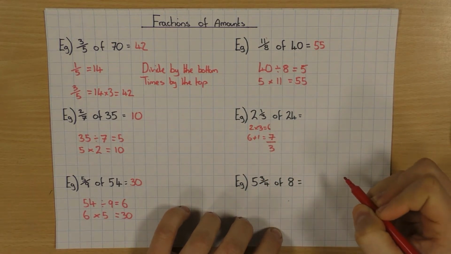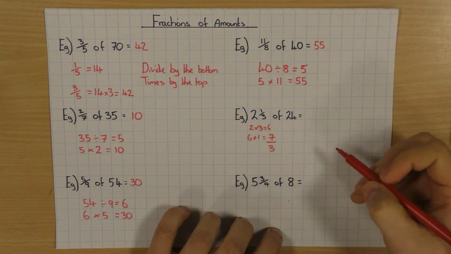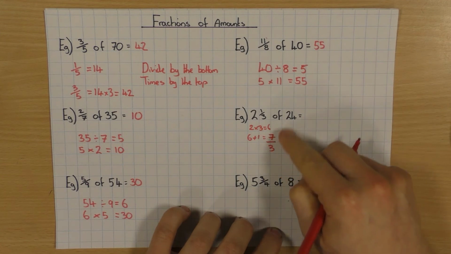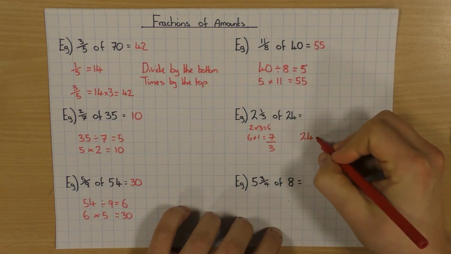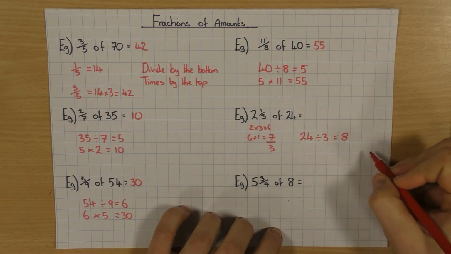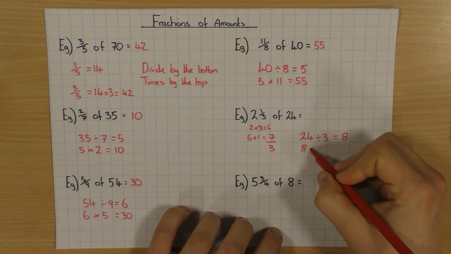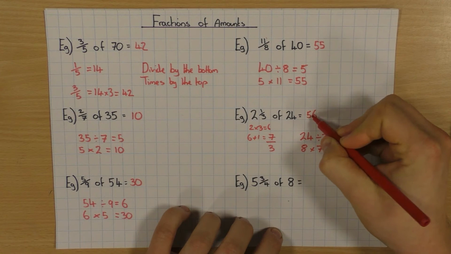Okay, so to convert that to a top-heavy or improper fraction, you'd have 7 over 3. So I want 7 over 3 of 24. I'm going to do exactly the same method. So 24 divided by 3, which will obviously give me 8. And then times by the top, so 8 times by 7 is 56. So that there is 56.